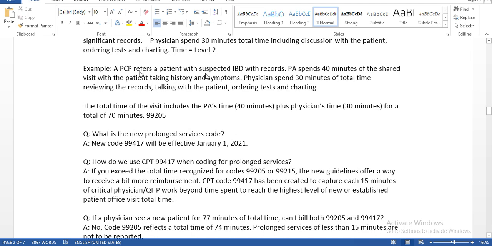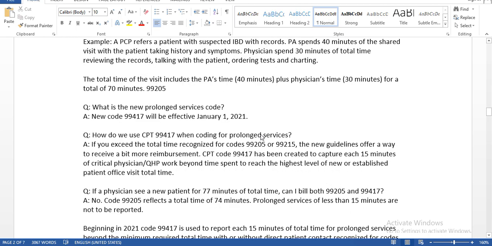One more example we have here: a PCP refers a patient with suspected IBD with records. The physician assistant spends 40 minutes of the shared visit with the patient taking history and symptoms. The physician spends 30 minutes of total time reviewing the records, talking with the patient, ordering tests and charting. Here the total time of the visit includes PA time 40 minutes plus physician time 30 minutes, for a total of 70 minutes, which leads to 99205, as 70 minutes is in between 60 to 74 minutes.